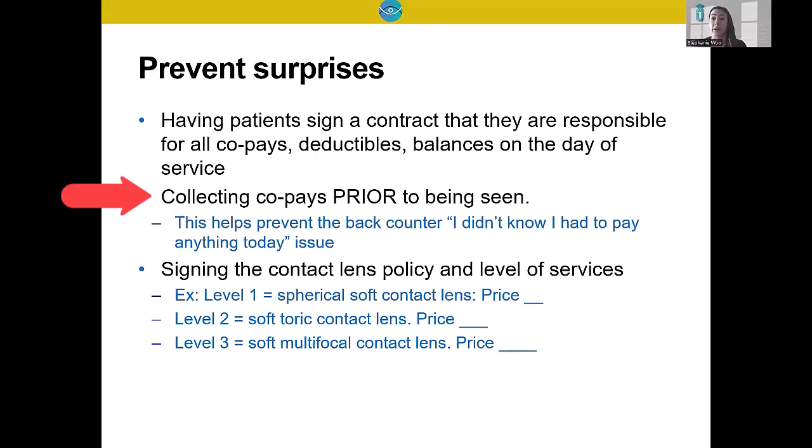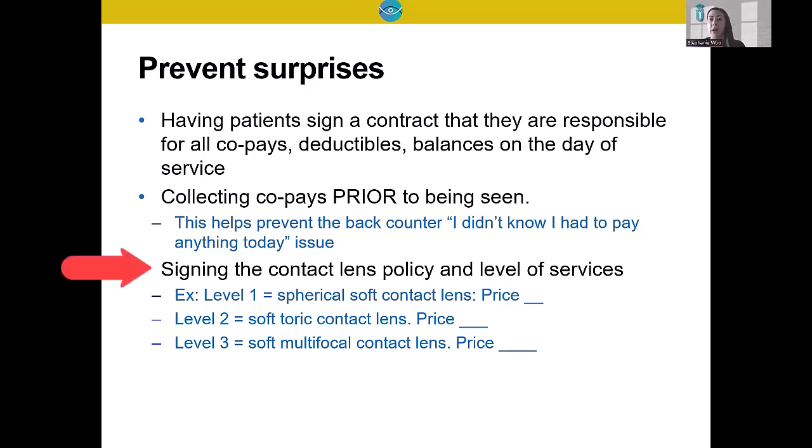And this really does help the shock at the back counter when the staff are trying to collect the copay or whatever services are due. And instead of saying, oh, I didn't know I had to pay that, and now the services have already been performed, if you collect things right up front, then it's easy for the patient. If maybe they don't have the funds available that day, okay, great, let's just reschedule you on a day that you will be able to have that payment. So I always like to collect the copays prior to the patient being taken back.